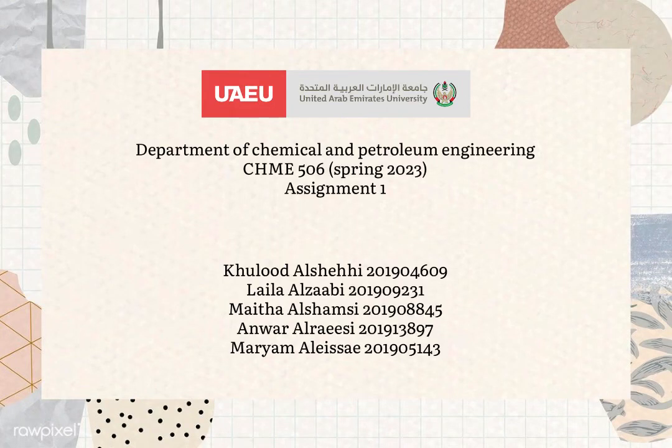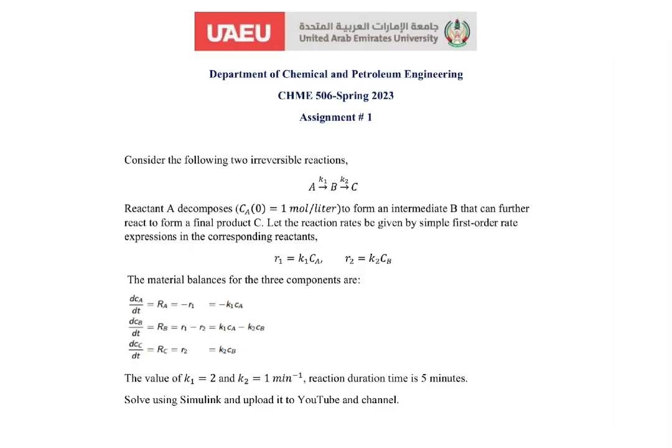Hello everyone. Today I will discuss and show you how to solve the first assignment in a process modeling and simulation course. The question to be solved by Simulink is two irreversible reactions where A goes to B with a reaction rate constant K1, followed by B going to C with a reaction rate constant K2, with a duration of 5 minutes. Note that B is an intermediate and C is the final product.